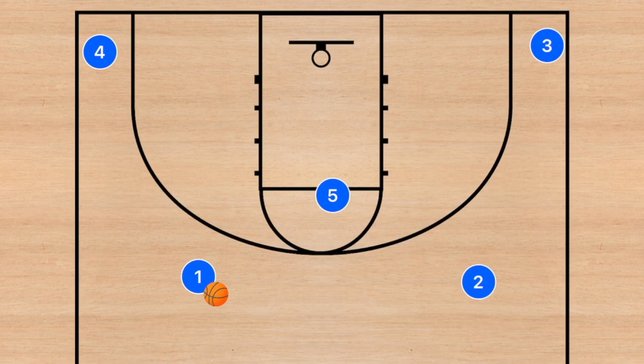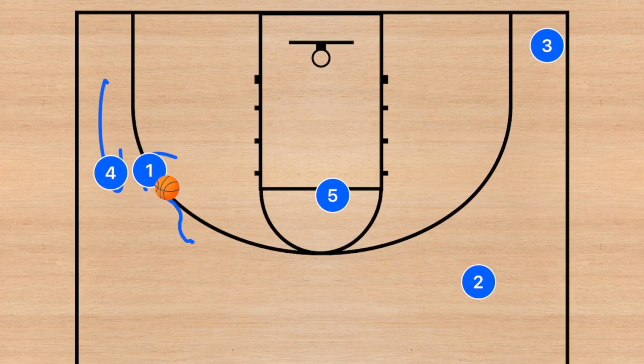Okay, so in this first play, it's going to be very similar to a zoom action. And what we are going to do is have player 1 dribbling towards player 4. And player 4 is then going to meet him somewhere around the free throw line extended. When this happens, player 5 is going to be setting up a staggered screen for player 4.